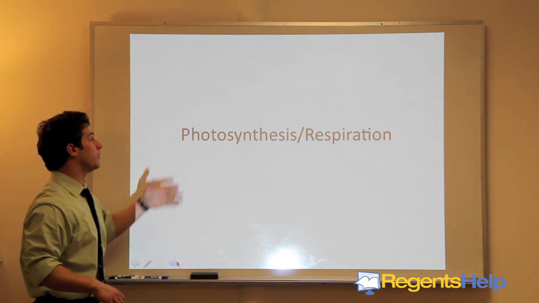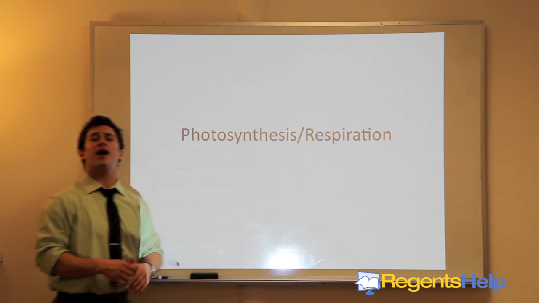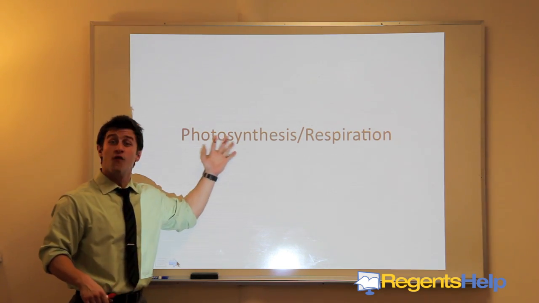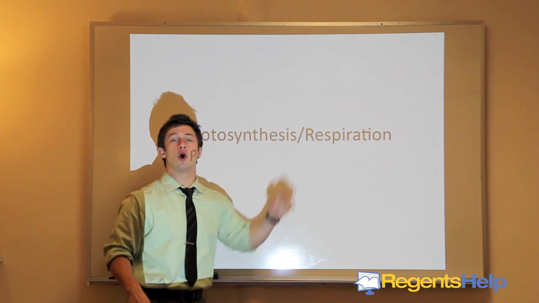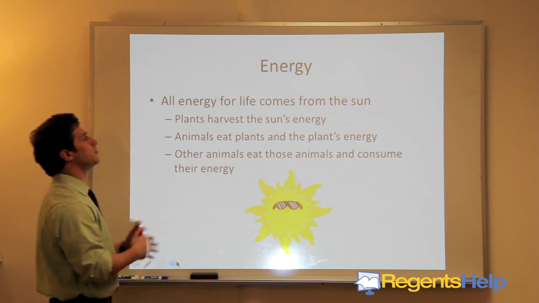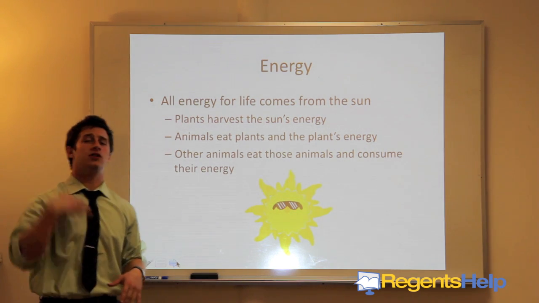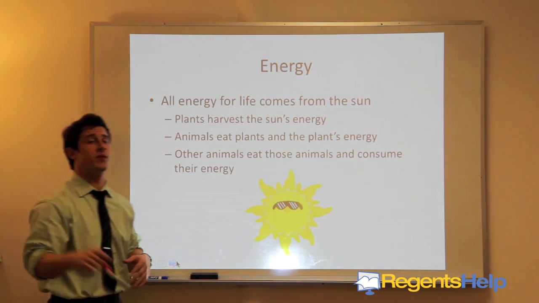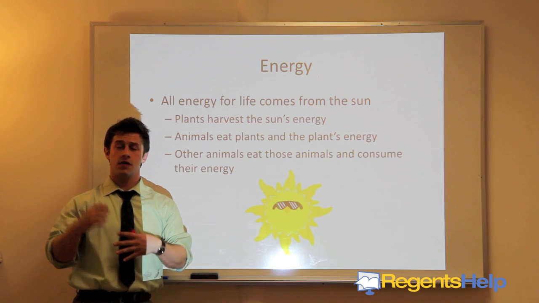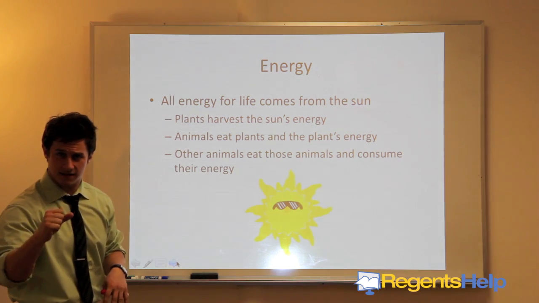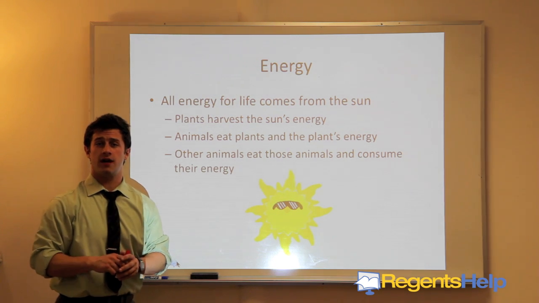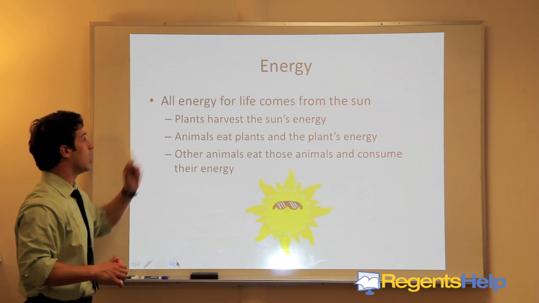In this lesson, I'll be talking about photosynthesis and respiration, two processes that are very important for the survival of many organisms. Photosynthesis for plants and respiration for all living things. So all of the energy for life comes from the sun, indirectly or directly. Your energy, my energy, the energy in the grass. Plants use the sun's energy directly. Certain animals will eat those plants, and then certain animals will eat those animals, and we eat everything. So all the energy, directly or indirectly, comes from the sun.